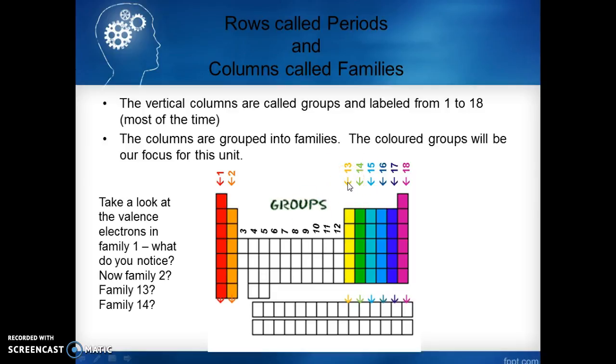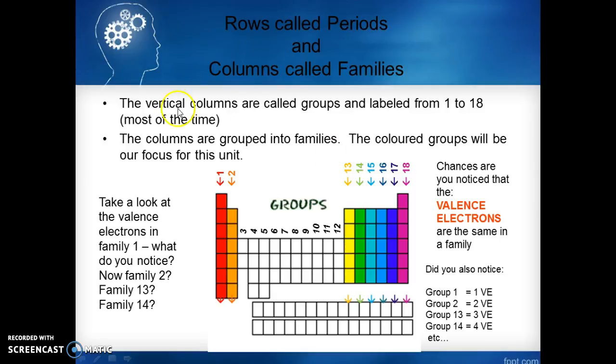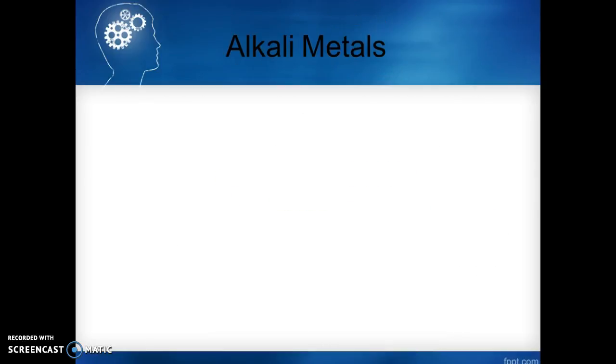Seeing a pattern? Check out 13, 14, check out all those families and see what the last number is as you go down a group. Chances are, if you did that, you'd notice that the valence electrons are the same in each family. Did you also notice that group 1 had 1 valence, group 2, 2 valence, group 13, 3, 14, 4? So how many would there be in 17? Without looking, you can probably guess there'd be 7 valence electrons. Great. So you've just discovered 2 very important trends that are seen on the periodic table.